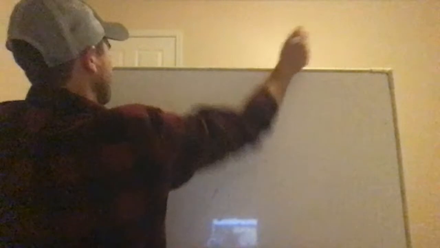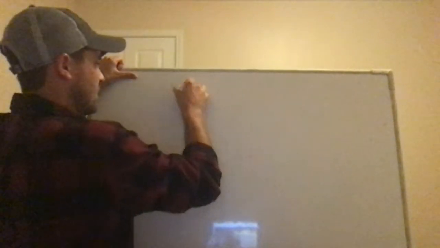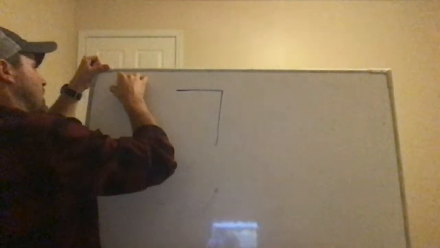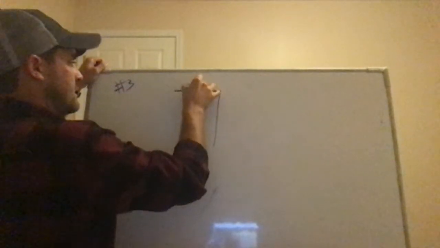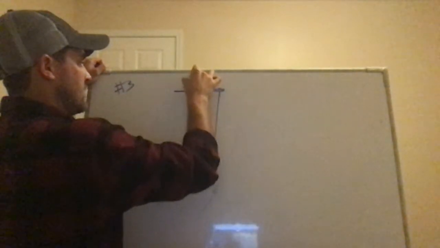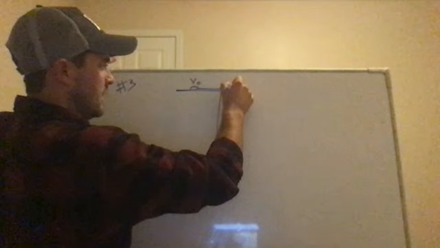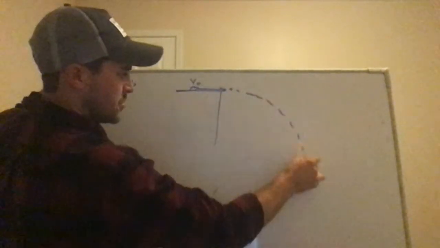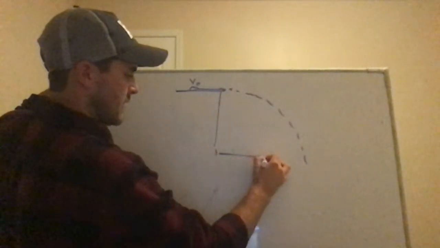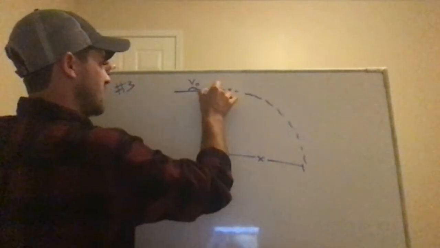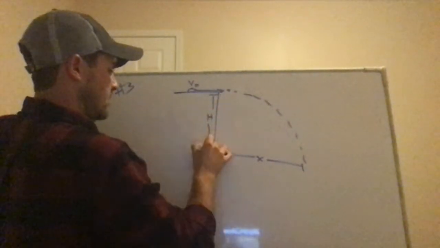All right, so we have an object. This is number 37 on the review guide. There's an object moving with an initial velocity of v0, and it travels off the table in this trajectory, and it travels a distance of x, and it falls a height of h.